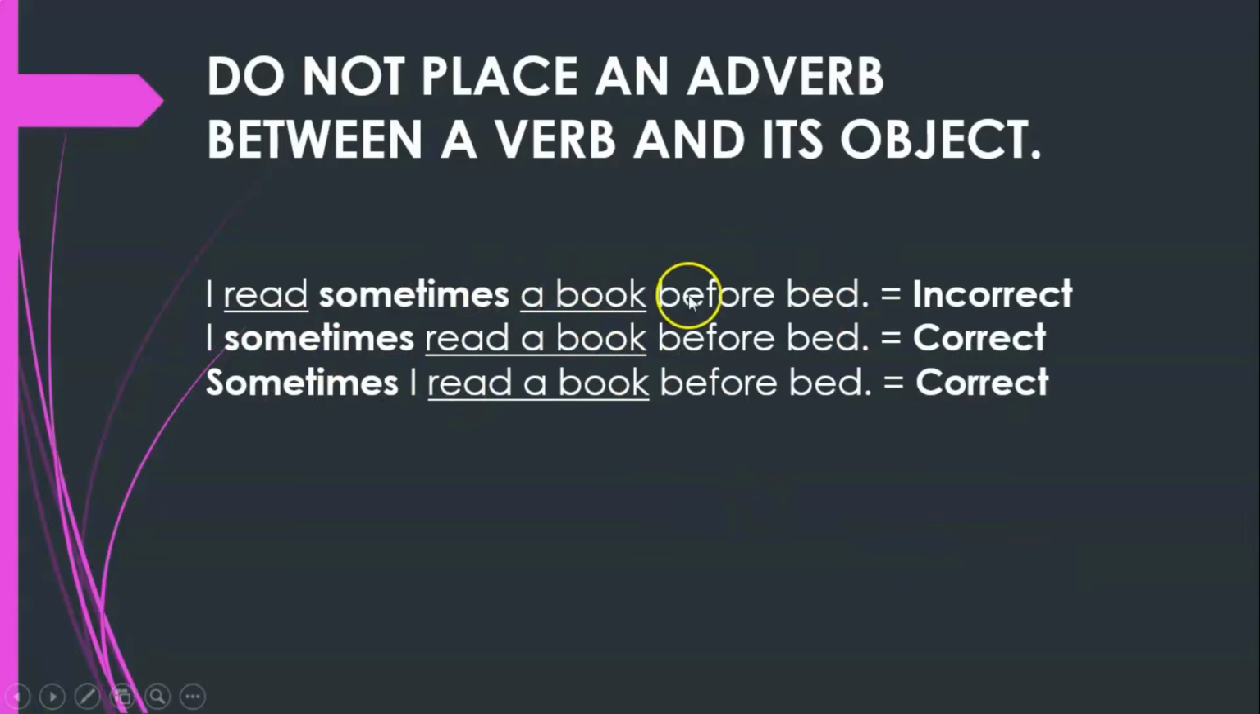One more example. I read sometimes a book before bed. This is incorrect because we are putting the adverb between the verb and its object. Now we can ask the question what? What do I read? A book. So that's how I know that this is the object of this verb. Now for the correct sentence, we have two options. The first one, I sometimes read a book before bed. So here we see the adverb in the middle. And then at the beginning of the sentence, sometimes I read a book before bed.